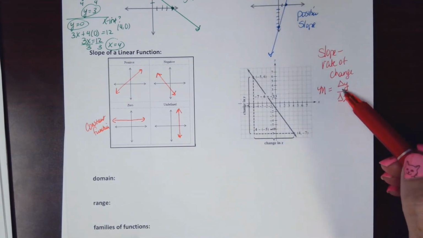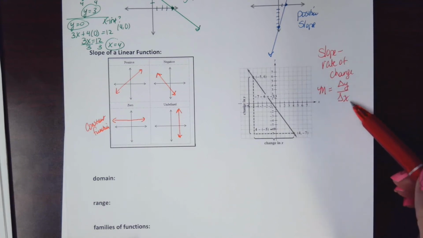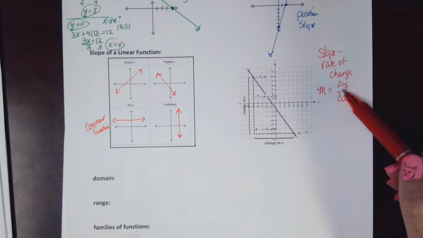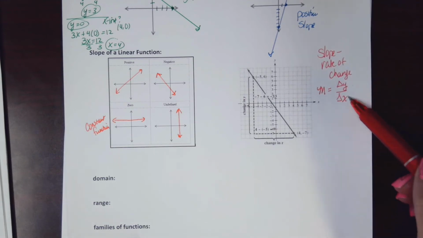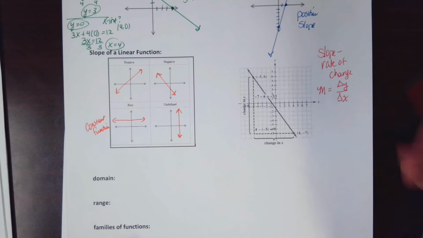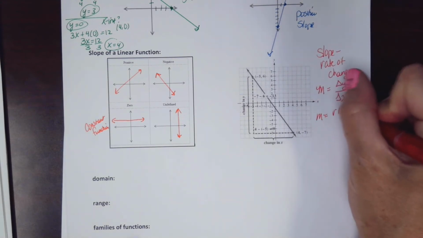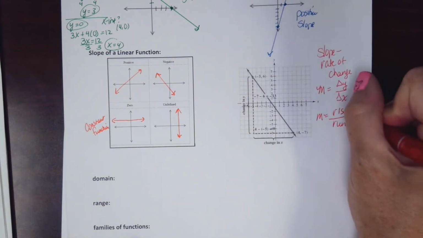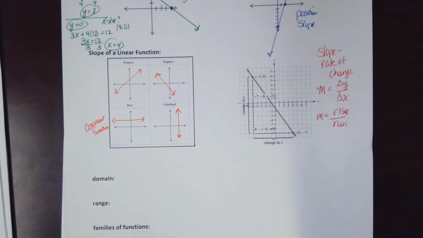Delta is that triangle symbol, Greek delta. Change in y over change in x. So I'm looking at the difference in my y-coordinates compared to the difference in my x-coordinates. I also think of slope as rise over run. Those are ways to find and calculate slope.